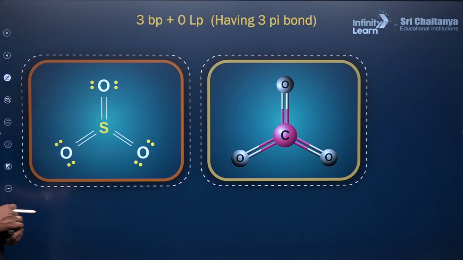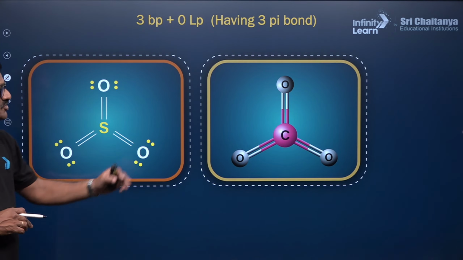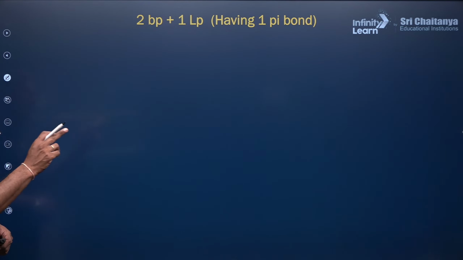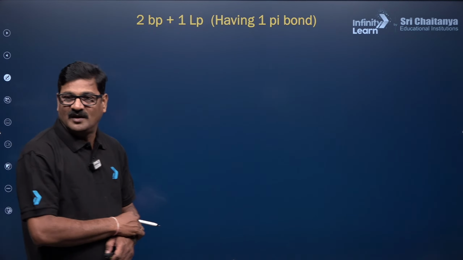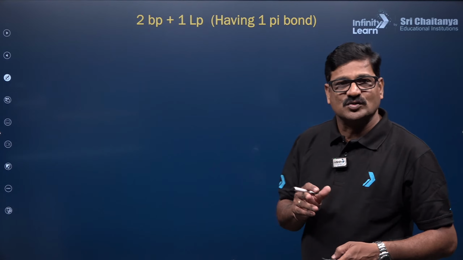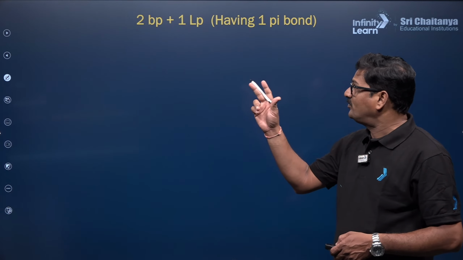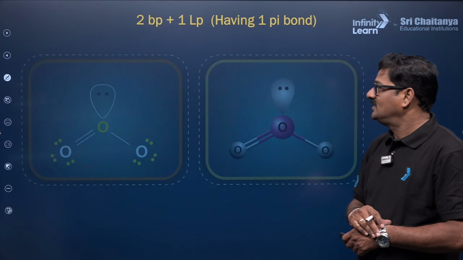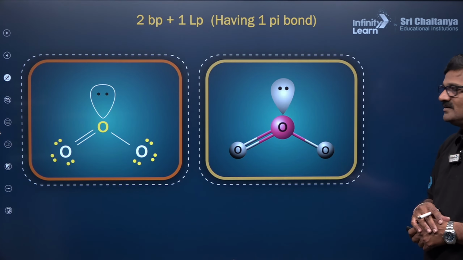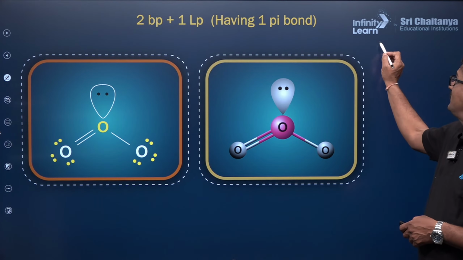You can see SO3, CO3. It goes like this: 2 bond pairs and 1 lone pair having 1 pi bond. So various molecules are being shown here. So how do you get 2 bond pairs, 1 lone pair? There you can see an ozone molecule. There you can see sulfur dioxide bhi ho sakta hai.